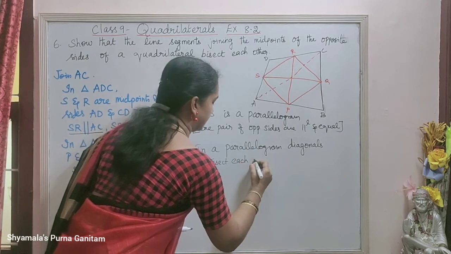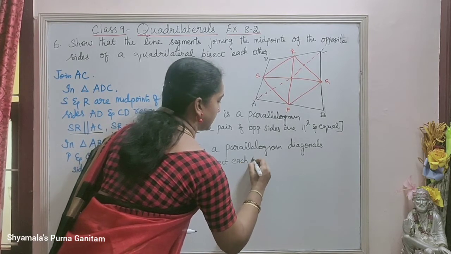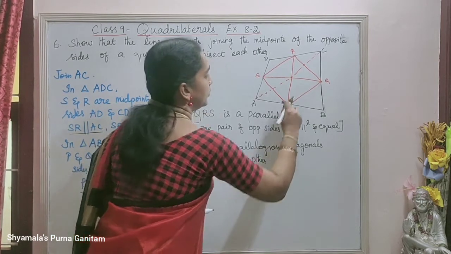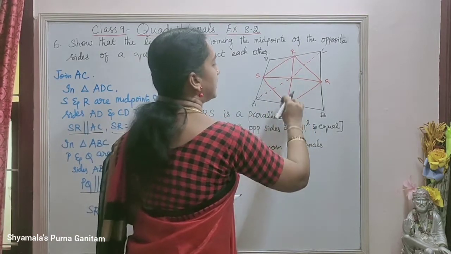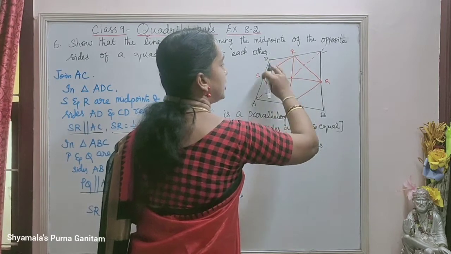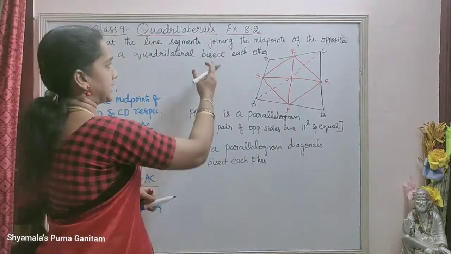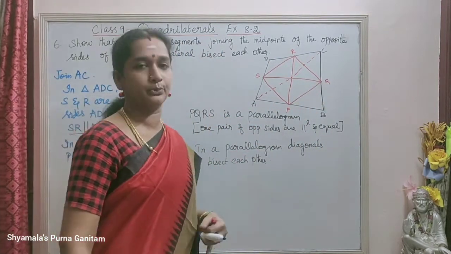So that diagonals each other. So those diagonals will be here in this question, that will be the midpoints of the line segment joining the midpoints of the opposite sides. So that only we are asked to prove.